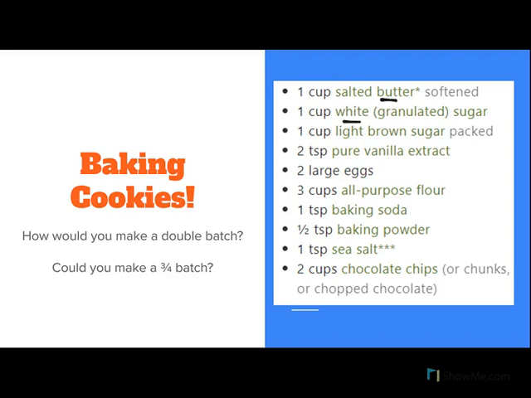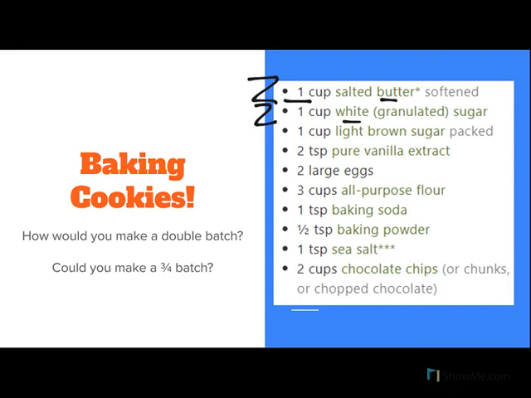And a lot of times when you make something, we want to make a double batch, right? I want to make twice as many cookies. So if this was the case, instead of 1 cup of butter, I would add 2 cups of butter, right? Instead of 1 cup of sugar, it would be 2 cups of sugar, so on and so forth. So I would double every value.